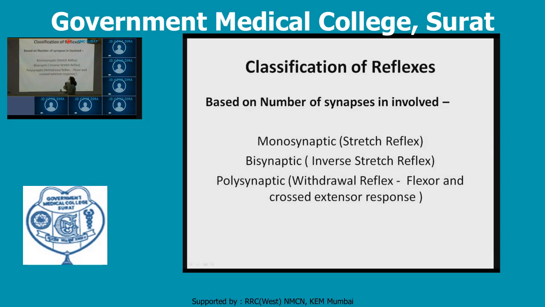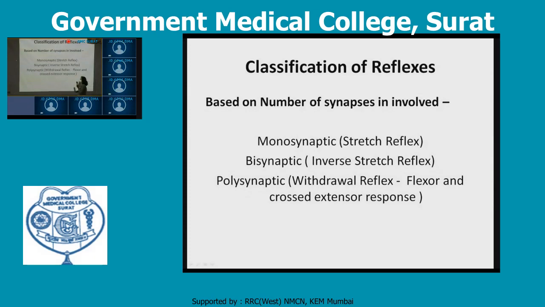Then the next is the polysynaptic. Polysynaptic means multiple synapses are there, and the withdrawal reflex is an example of a polysynaptic reflex. This withdrawal reflex is made up of flexor and crossed extensor response.